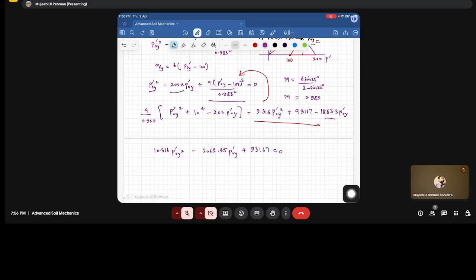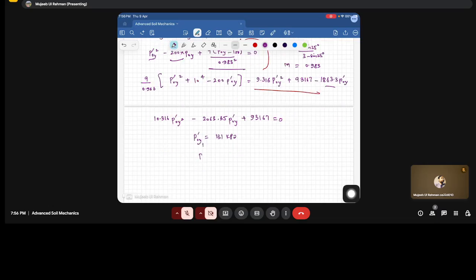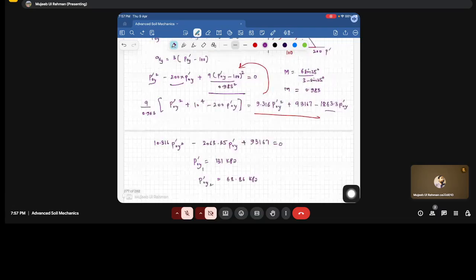Now we try to solve it. 10.316, and we have minus 2063.65 and 93167. We'll get two roots for it: P dash 1 is 131 kPa and P dash 2 is 68.86 kPa. Now we got two roots. We have to select which one to use.